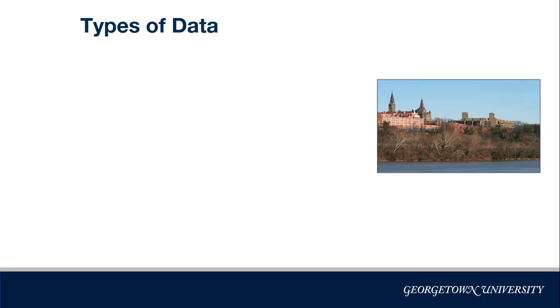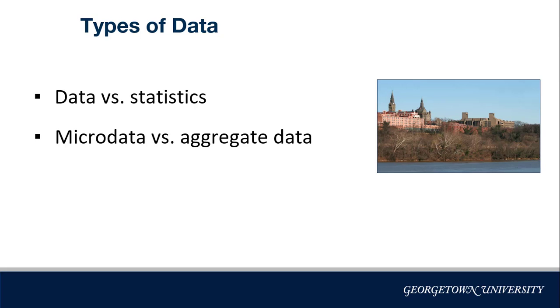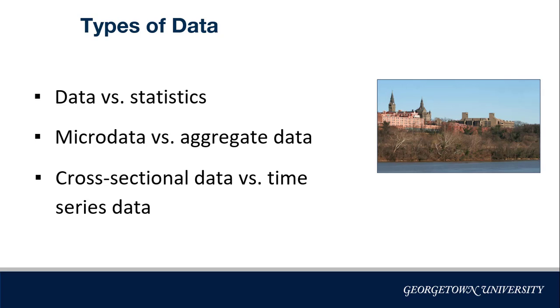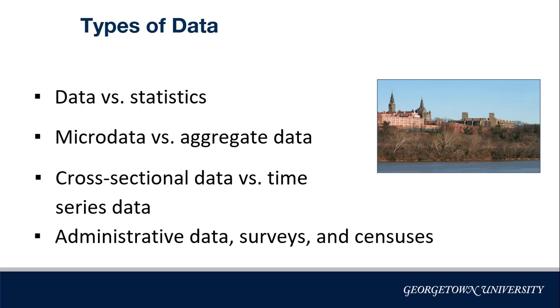Types of data. There are some distinctions I think it's important to make when you are searching for data. These distinctions are data versus statistics, microdata versus aggregate data, cross-sectional data versus time series data, and administrative data, surveys, and censuses. There are other distinctions and definitions that can be important to understanding data on a deeper level, but I think these are the most important when you start searching for data.